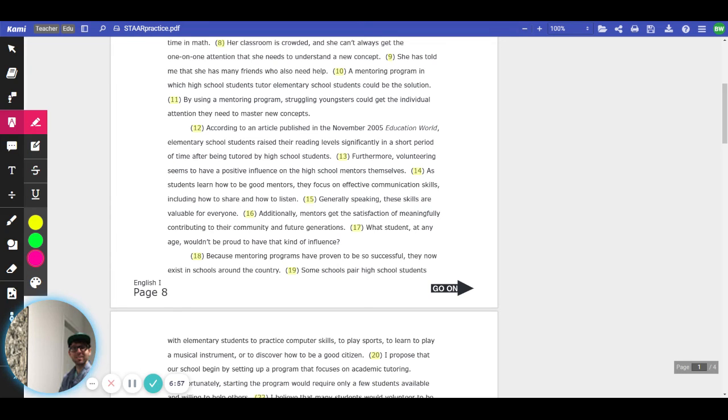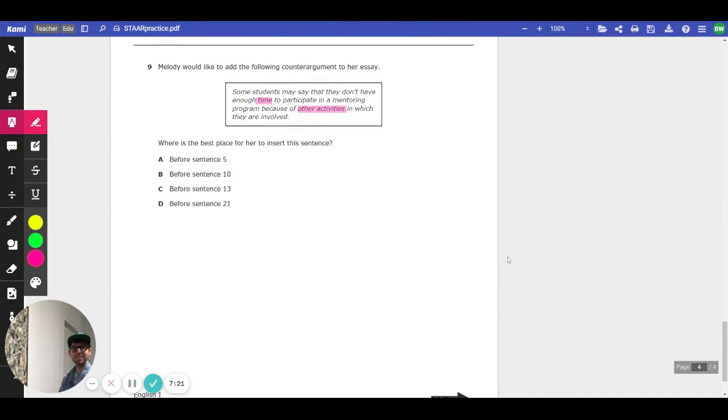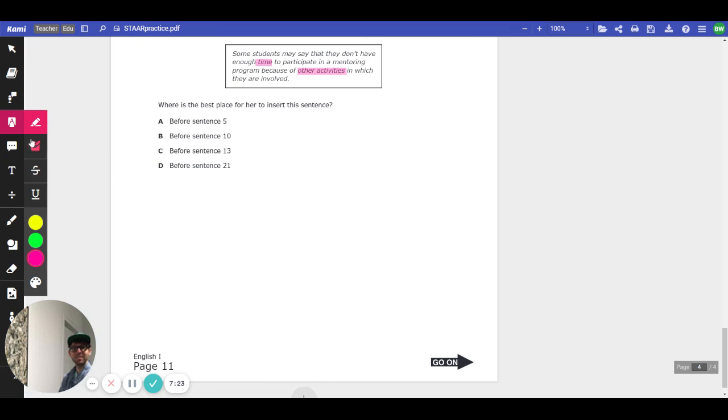Before sentence 13, let's see. Furthermore, furthermore means I'm going to tell you more about whatever I've been talking about, some new idea, and volunteering seems to have a positive influence. That doesn't match with our counter argument at all, because furthermore is going to be telling more about how volunteering has a positive influence, whereas ours is talking about how students might say they don't have enough time. So it can't be that one. We could cross that one right out, which I do.